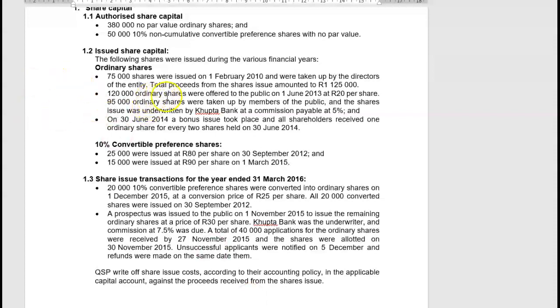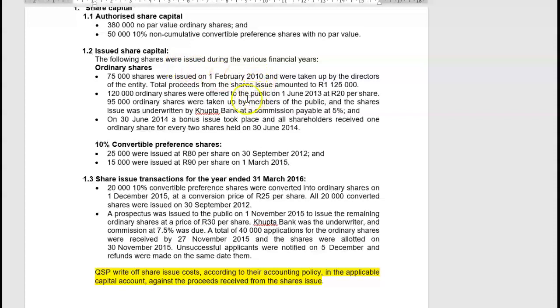Then 120,000 ordinary shares were offered to the public on 1 June at 20 Rand per share. 95,000 of the shares were taken up by members of the public, and the share issue was underwritten by Gupta Bank at a commission payable of 5%. So that means that 120,000 shares would have been taken up at 20 Rand a share. And importantly is this sentence: QSP write off share issue costs according to the accounting policy in the applicable capital account against the proceeds received from shares issued.